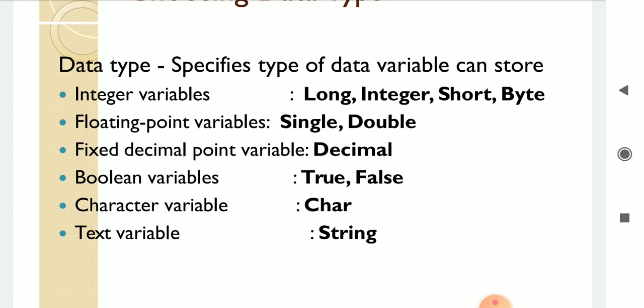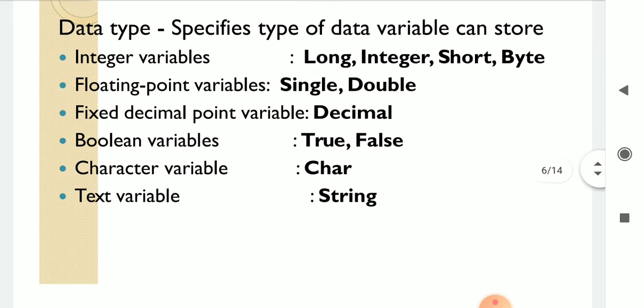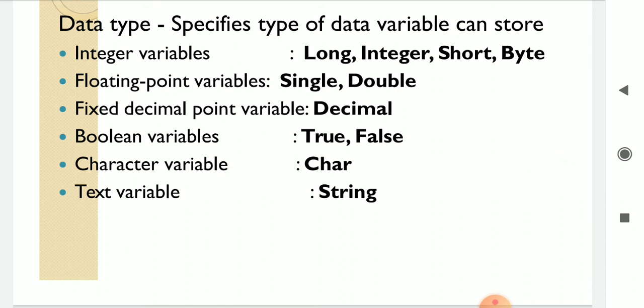123.25. So this will be in floating point variables. Boolean variables, as I told you, means when you want to take true or false, only one value will be taken, true or false, 0 or 1. Character variables, when you want to take a character, only a character, then you have to go for a character variable.